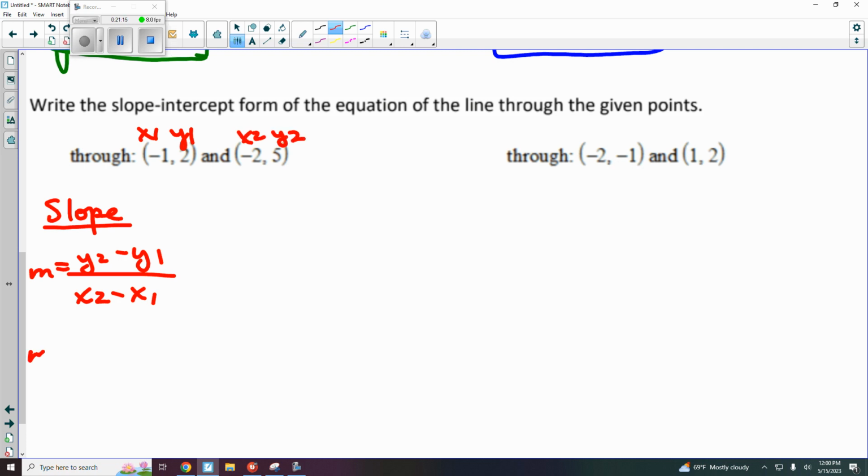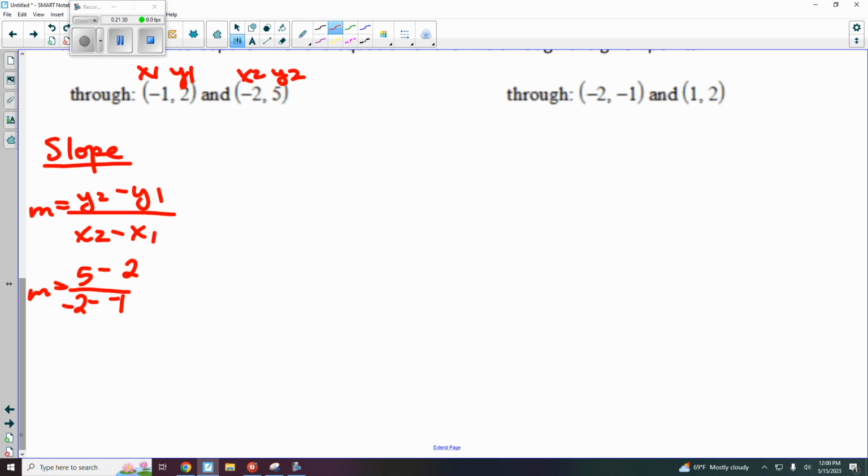And then m equals y2, which is 5, minus y1, which is 2, over x2, which is negative 2, minus, and then your x1 is a negative 1. And we're good. So now we just simplify it down. 5 minus 2 is 3 over negative 2 minus the negative 1 is negative 1. 3 divided by negative 1 is negative 3. Oh, there we go. And once again, if you put that whole thing into the calculator, it gives you negative 3. So there we go. So we have m is negative 3.